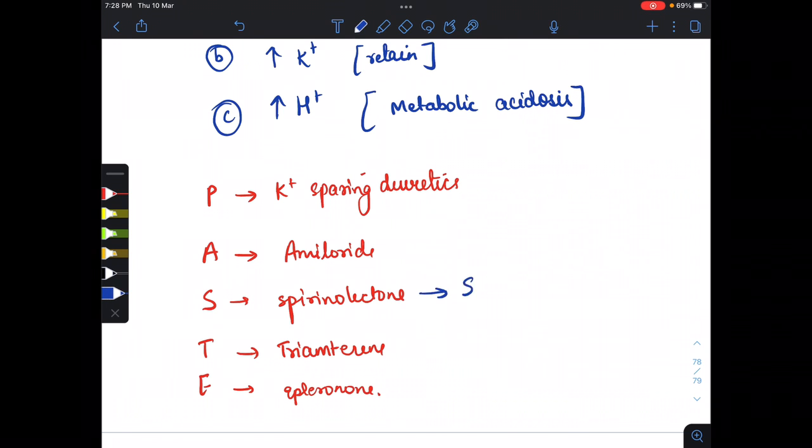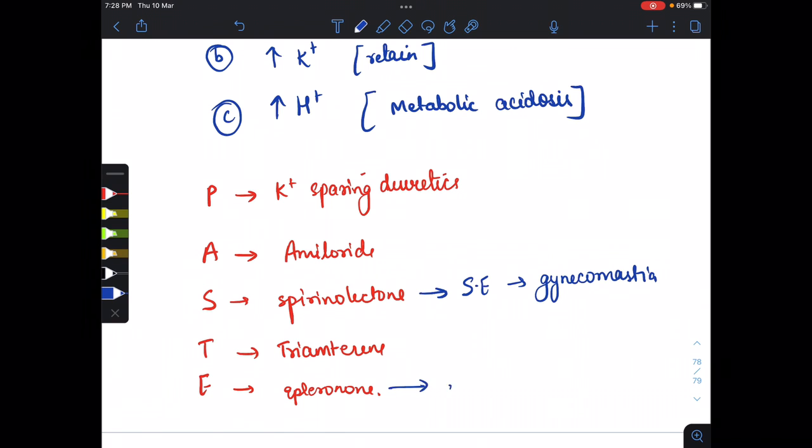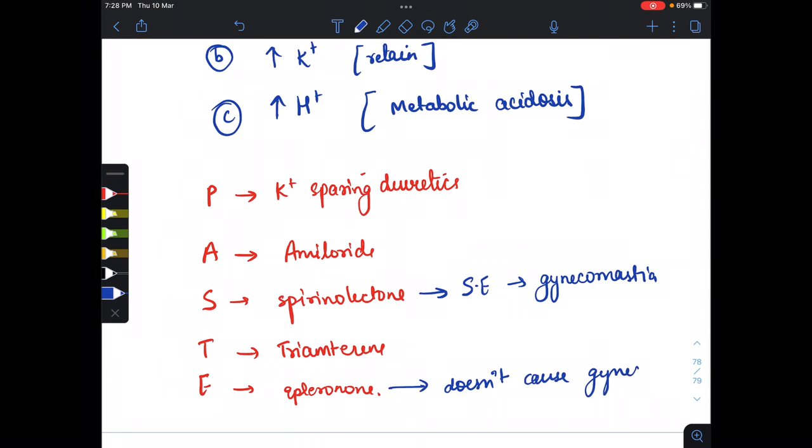In this, spironolactone has a side effect, that is gynecomastia. It can lead to gynecomastia, while eplerenone doesn't cause gynecomastia.